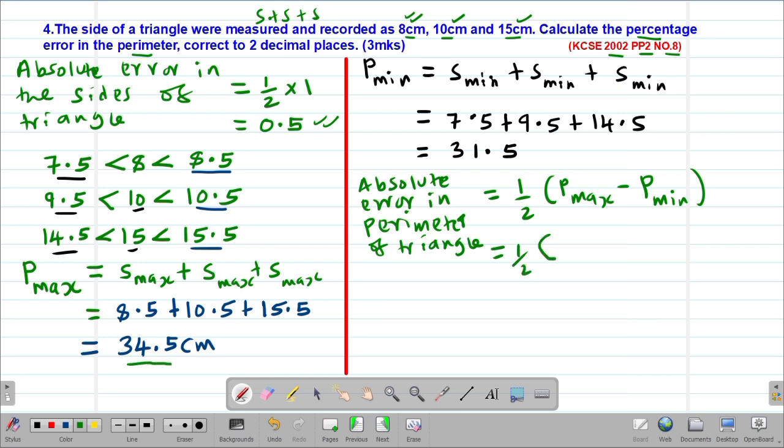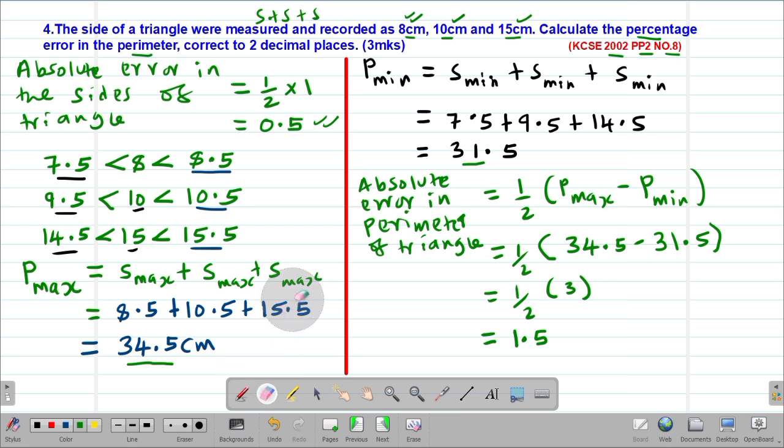We had gotten it as 34.5, so this is 34.5, then of course minus the minimum possible perimeter, which was 31.5, so minus 31.5, close the bracket. So this will give us a half of, if you take 34.5 minus 31.5, you'll get 3. So of course, a half of 3 will give us 1.5 centimeters as the absolute error in the perimeter of this particular triangle.